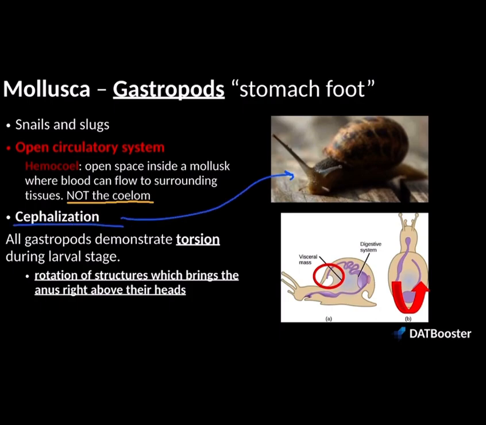What's unique about gastropods, though, is that they have torsion during their larval stage of development. This is the rotation of their internal visceral mass, which brings the anus right above their head. So next time you're in a bad situation, you think you have it bad, it could be worse. You could be a gastropod.